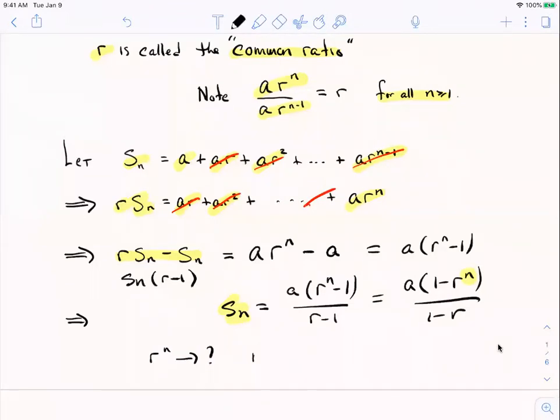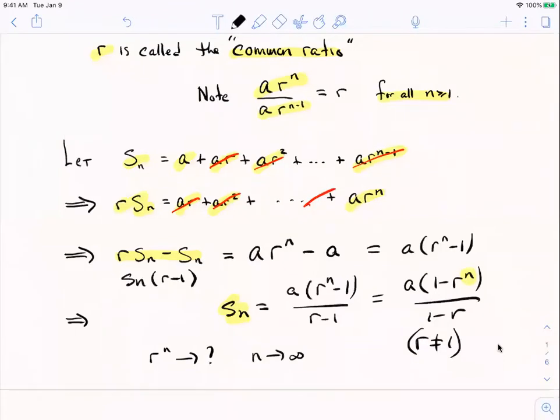What happens to r to the n as n goes to infinity? Well, it depends on the size of r, right? If r is less than 1 in absolute value, then that expression is going to go to 0. And if it's bigger than 1 in absolute value, it's going to blow up. And here in my notation, I should have already written that I can't let r equal 1. If r is equal to 1, then this series is just a plus a plus a plus a, so it's going to diverge unless a is 0.